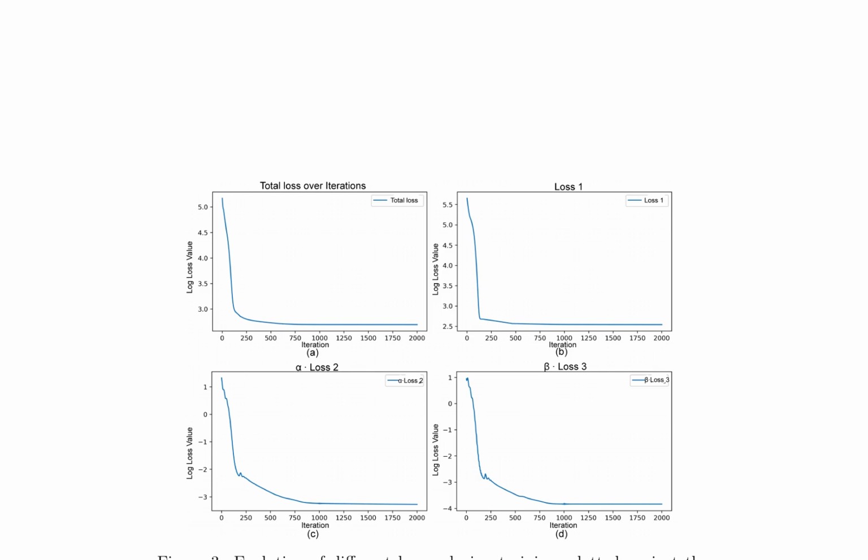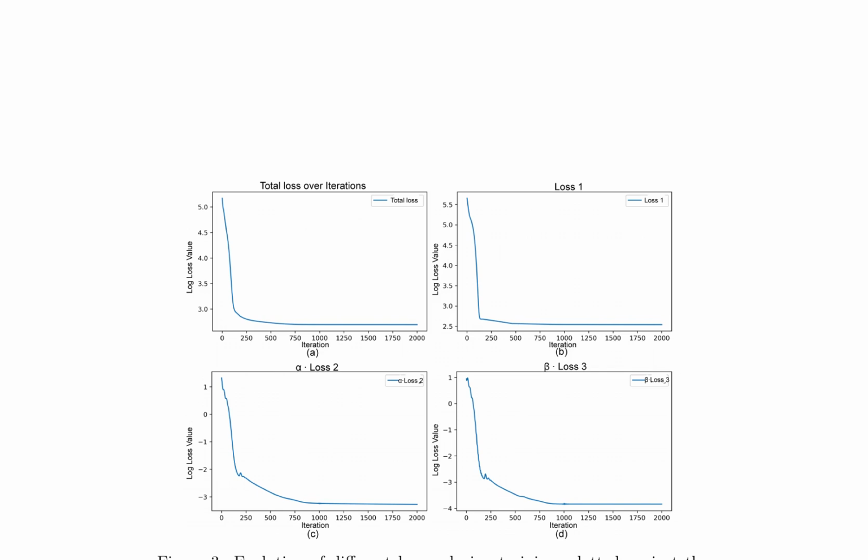Figure 3 charts the evolution of loss metrics, showing the efficiency of the proposed technique, which typically converges within 500 iterations. The evolution of different losses during training is illustrated in the figure, with a logarithmic scale on the z-axis representing the number of iterations.